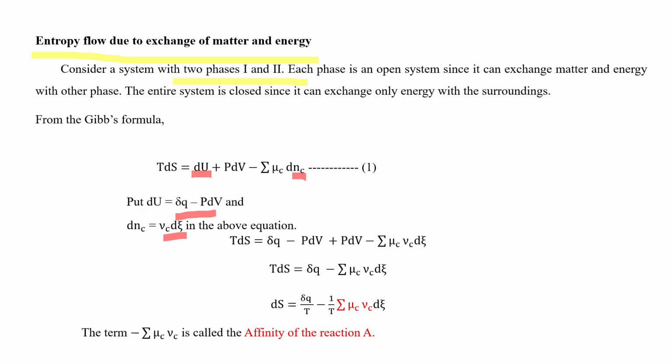If you do this, here you can see the resultant equation will be like this. Here you will have minus PdV plus PdV, which can be cancelled. Now this is the resultant equation. In this resultant equation, if you bring this T to the opposite side of the equal sign, the equation changes as follows. Now the T will be moving towards the denominator.